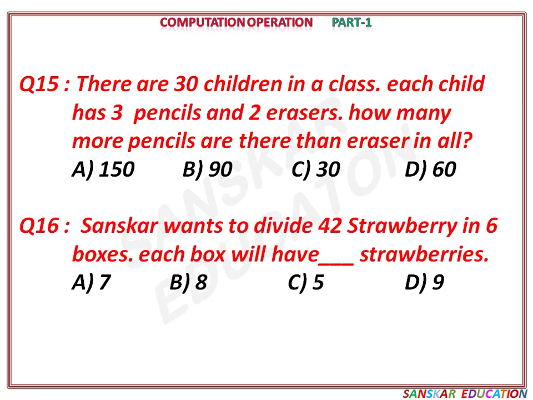Next question. There are 30 children in a class. Each child has 3 pencils and 2 erasers. How many more pencils are there than erasers in all? Options are 150, 90, 30, 60. Option C is the correct answer.